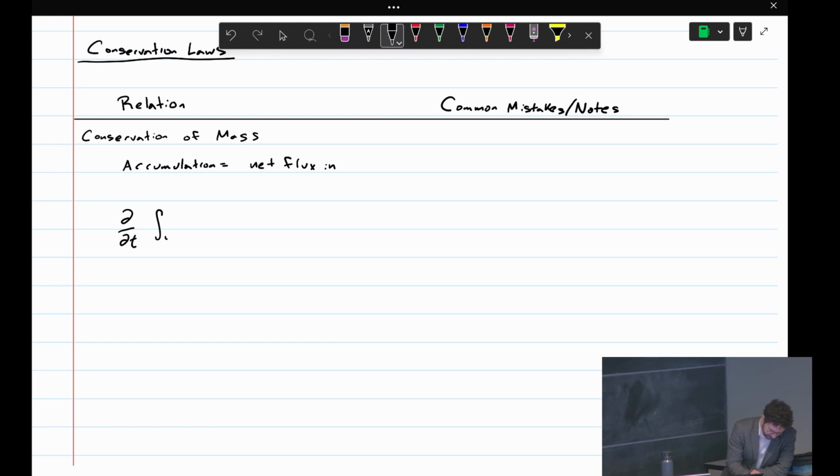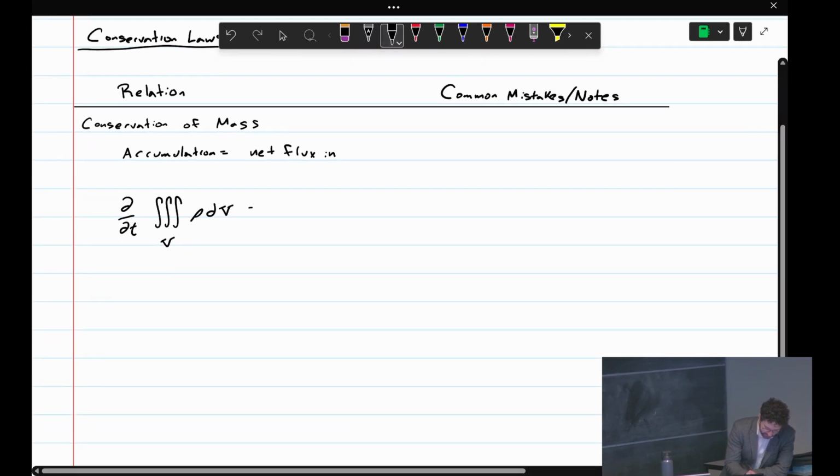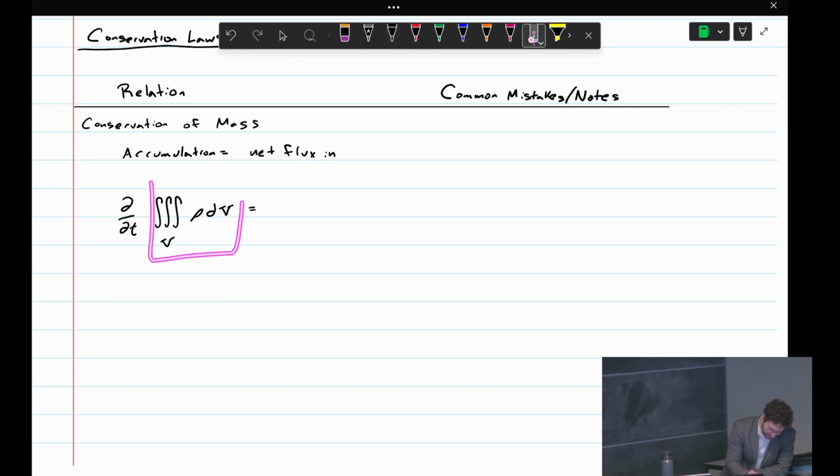So we had this relation. That volume integral is the accumulation term. Remember, density is mass per unit volume, kilograms per meter cubed. If you do a volume integral of the mass per unit volume, you eliminate the volume and you're left with just mass. So this term is just the mass, and then we take the time rate of change of the mass in our CV.